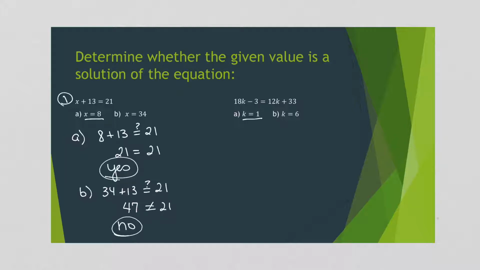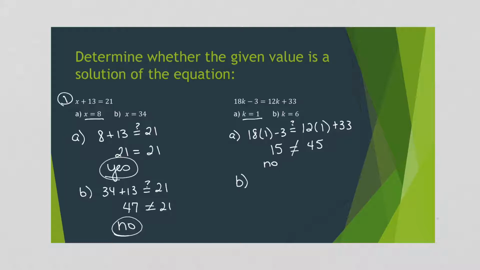On the first one, I'm going to let k equal 1. I'm going to put 1 in everywhere I see k and see if it makes a true statement. Alright, 18 times 1 is 18. 18 minus 3 is 15. 12 times 1 is 12. 12 plus 33 is 45. Those are not equal to each other, so on part A, I would say no.